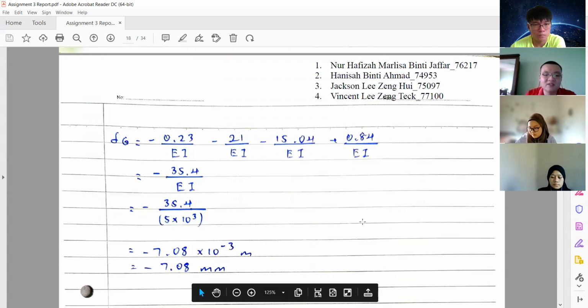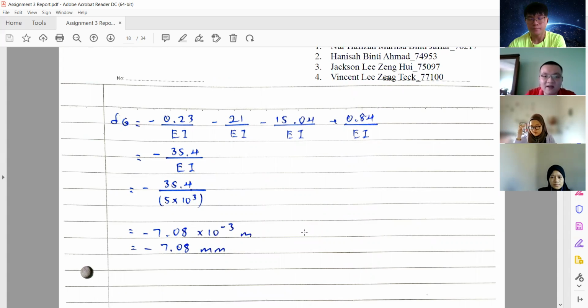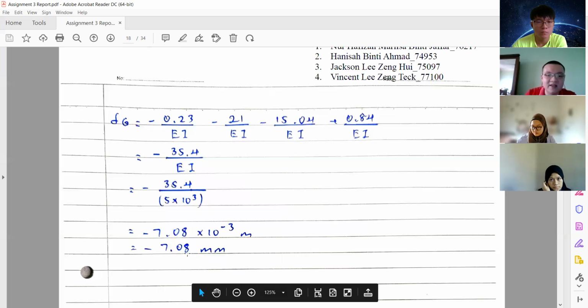And then next we proceed to find the total displacement by adding all the values we found above, which gives a total of negative 7.8 millimeters displacement at point G, which means it's downward.